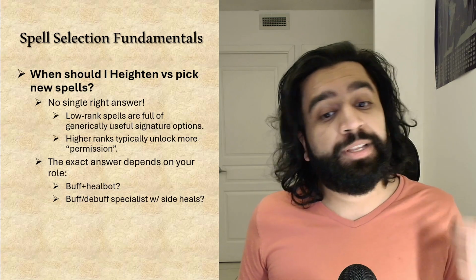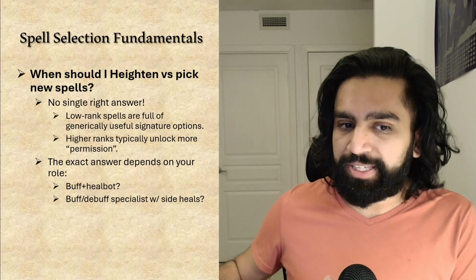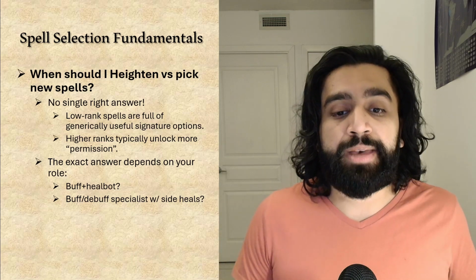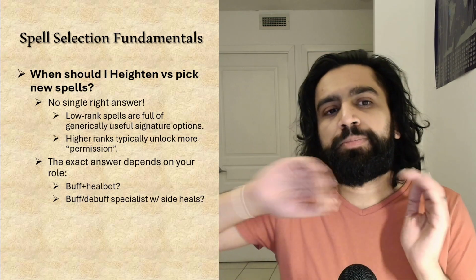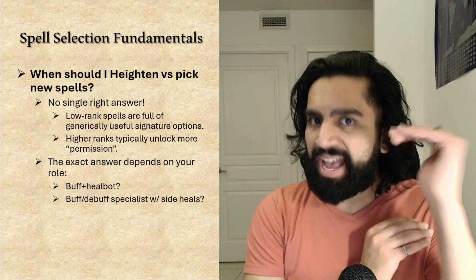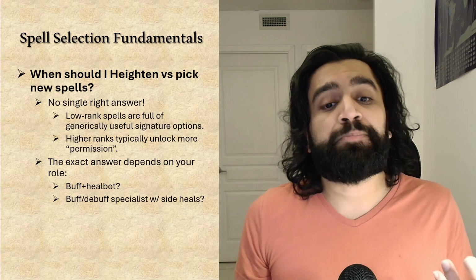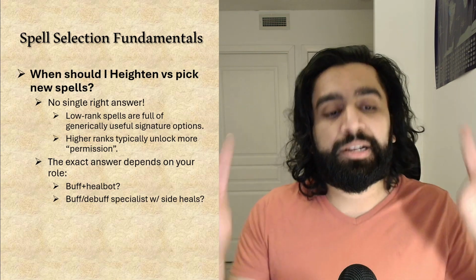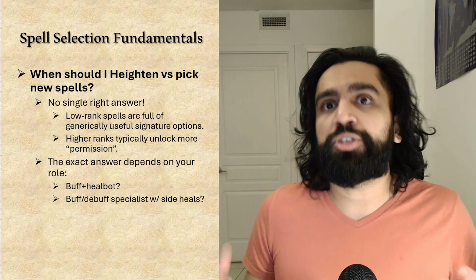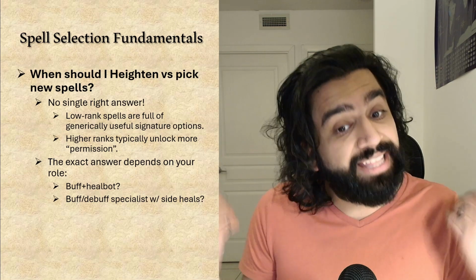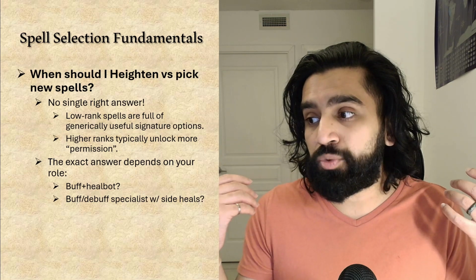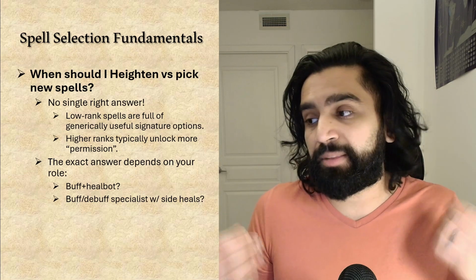What if you're a buff plus debuff specialist with a side of heals? Now I would recommend your healing should be heightened a little slower. It shouldn't come out of your maximum rank spell slot, maybe your second or third max, because debuffs benefit a lot from this unlocked higher permission that I keep talking about. So you want to be picking debuffs that are natively in those higher rank spell slots. It'll let you punch way above your weight if you pick them out right.